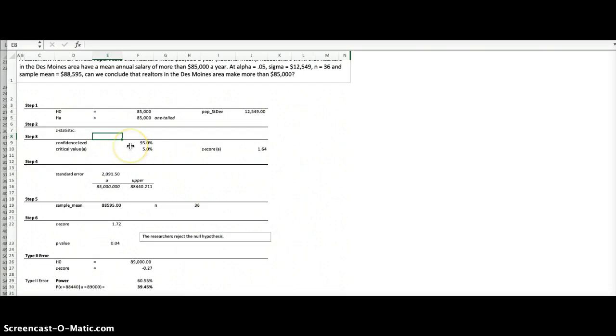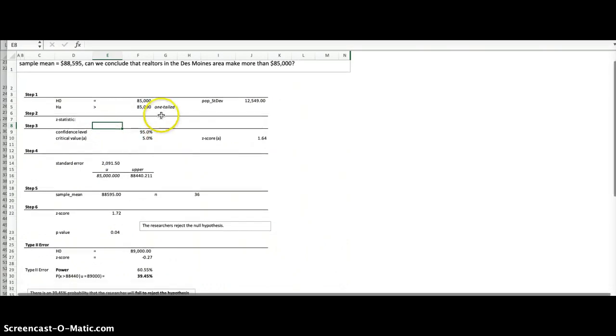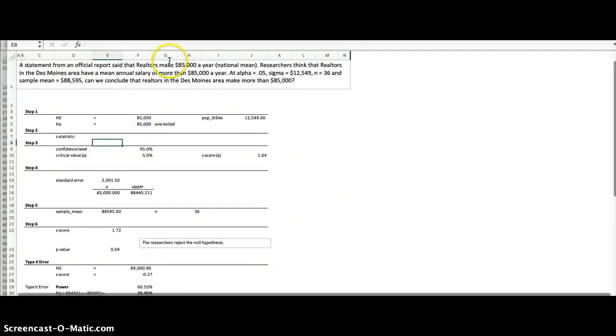Now I'm going to find out the confidence level. Since the alpha is given to us as 5%, the confidence level is 95% because you do 1 minus alpha. For those who do not know, alpha is the probability of making a type 1 error, which is rejecting the null even though it's true.